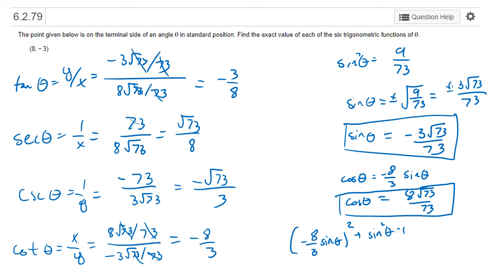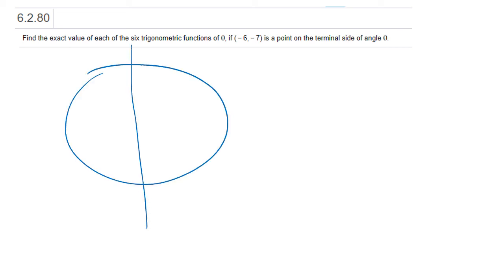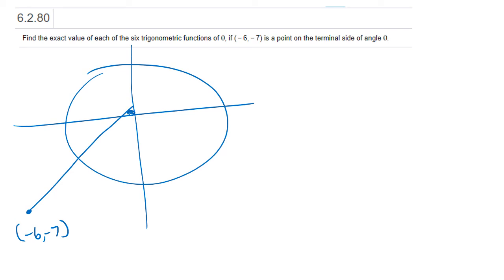The real work was in finding the sine and cosine. Once you know those, everything else is fairly automatic. Okay, very similar problem. So (-6, -7) is somewhere off in this quadrant. It is outside the unit circle. Apologies for my poor drawing. Here is my angle theta.